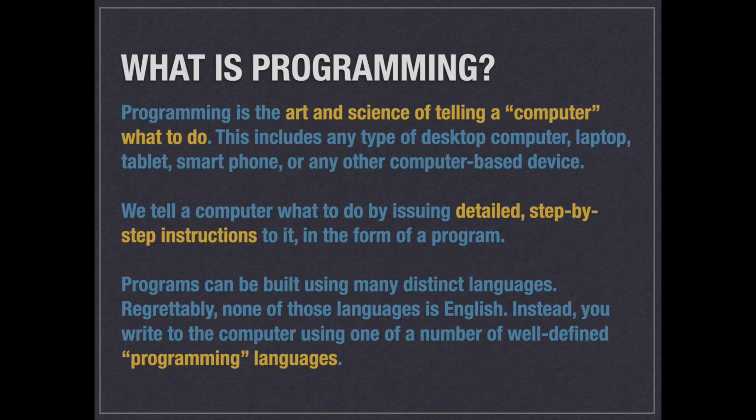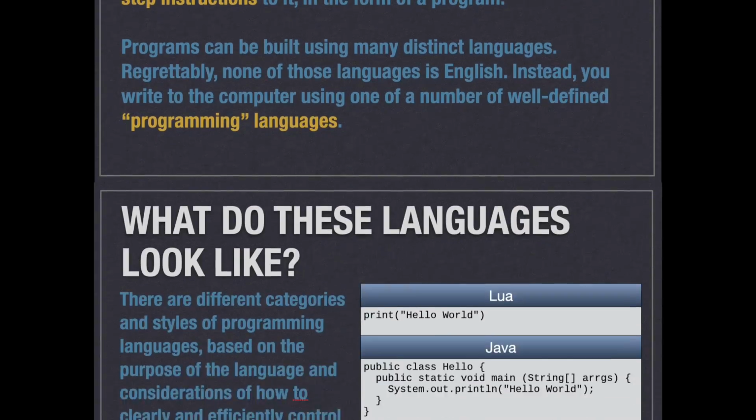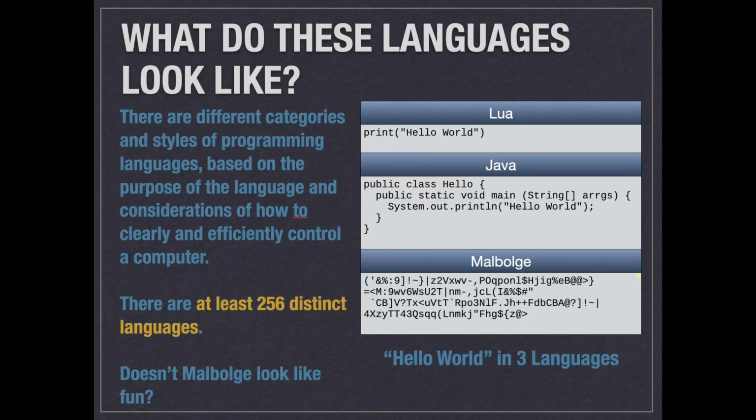But programming is the art and science of telling a computer what to do. You do it by issuing detailed step-by-step instructions. Those instructions will be in some valid language syntax like Java, and the order of the instructions is important. Most programs work top-down, so you have to put your instructions in a correct order that will get you the result that you want. Here is the same table, Hello World in 3 languages.